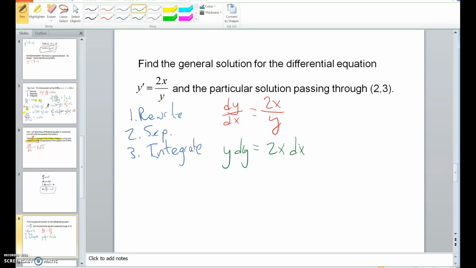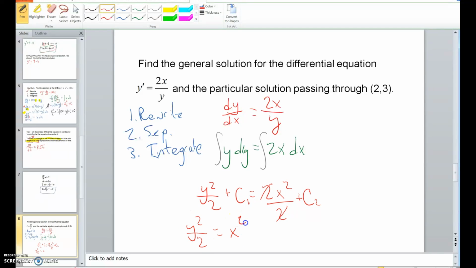This is a pretty easily separated example. And now we just want to integrate both sides. So integrate, integrate. Go ahead and figure out what you get when you integrate. Okay, I get y squared over 2 plus c equals 2x squared over 2 plus c. So these are actually different c's. So I'm going to get y squared over 2 equals x squared. And we can combine these 2 constants of integration into a single constant.